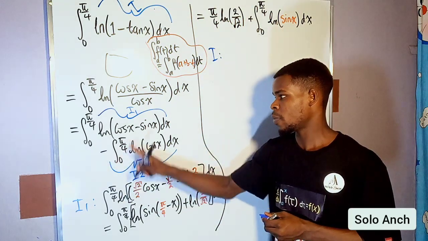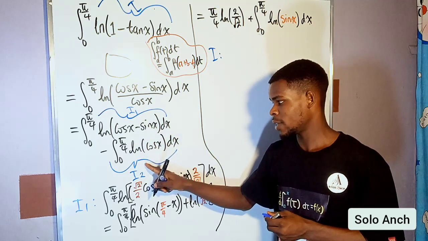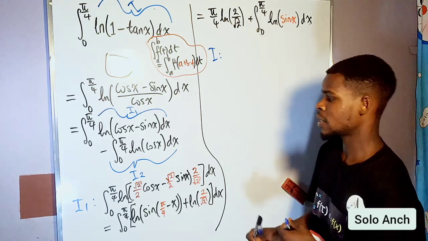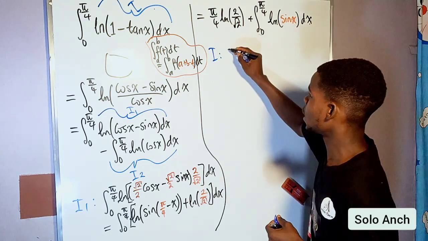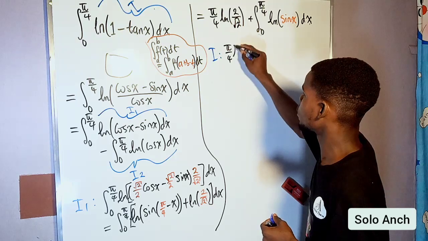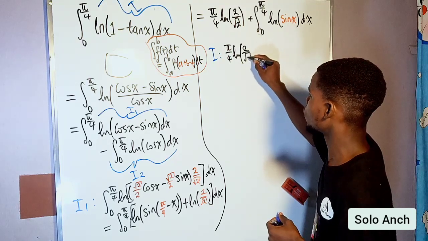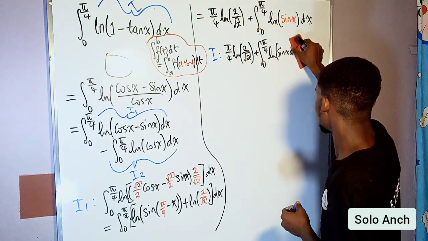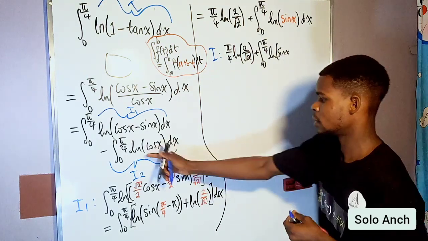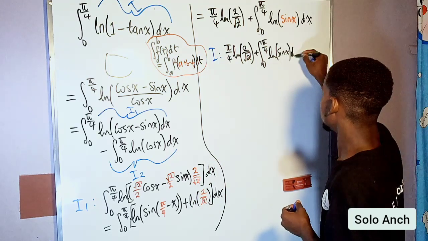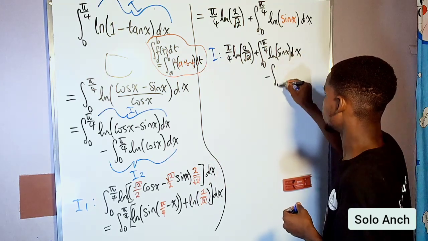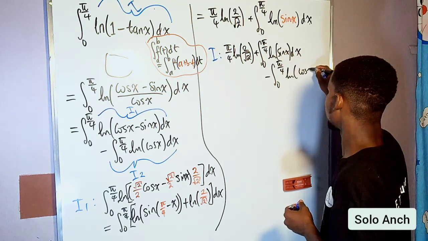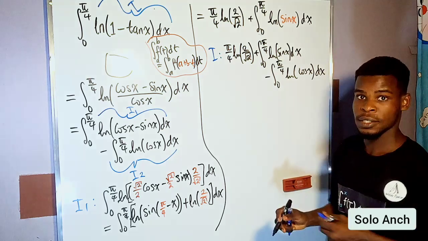Okay, we remember that I had to split it into I1 and I2, where I1 has given us this. So, writing the original integral, we're going to take pi over 4 times the natural logarithm of 2 over the square root of 2, that is the constant part, sine of x dx, then minus I2. So this is that, then minus I2, which is the integral from 0 to pi over 4 of the natural logarithm of cosine of x, and then you put the dx right there.